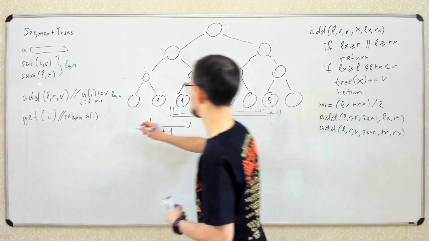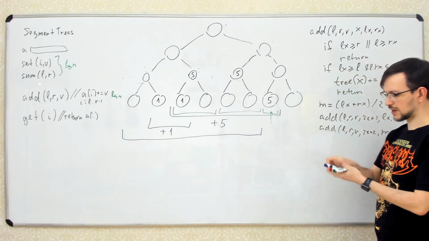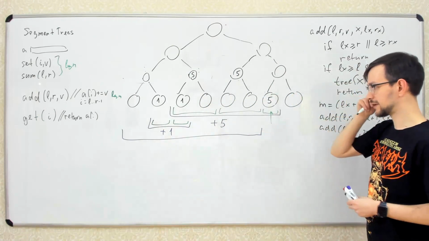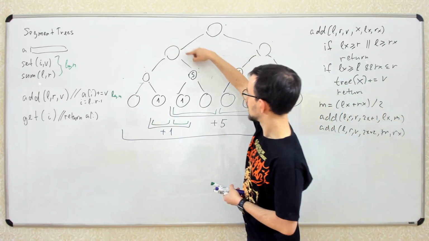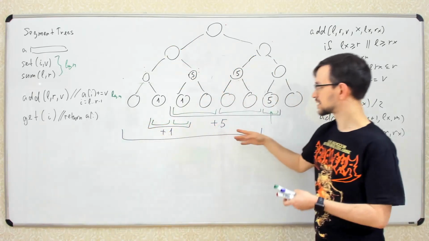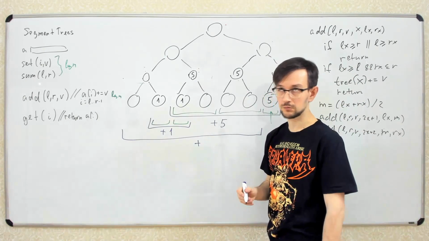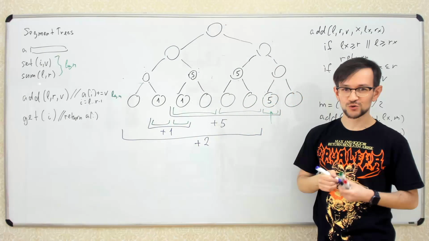Let's say, for example, let's have this segment. Again, we split each segment. This segment is split like this. So again, here we start the recursion, go to the left. This left subtree is completely inside, so we just add. Add what? I need some number. 2. So let's add 2 to this segment.